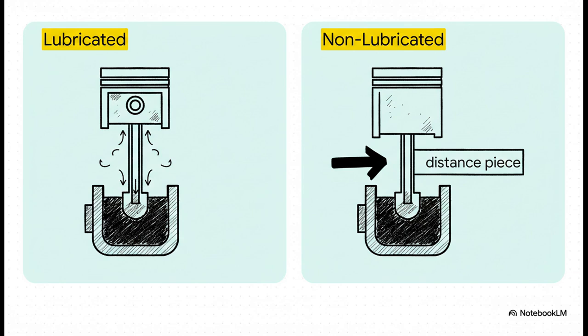On the left, you've got the old, lubricated design that caused all the problems. But on the right, the non-lubricated version uses cool materials like Teflon for the piston rings. But the real key feature is that thing called a distance piece. It physically separates the oily crankcase from the compression cylinder, making it literally impossible for oil to travel up the piston rod and into the air.